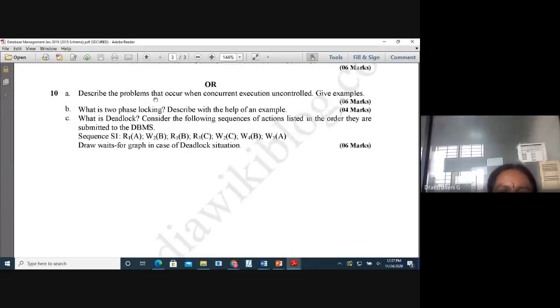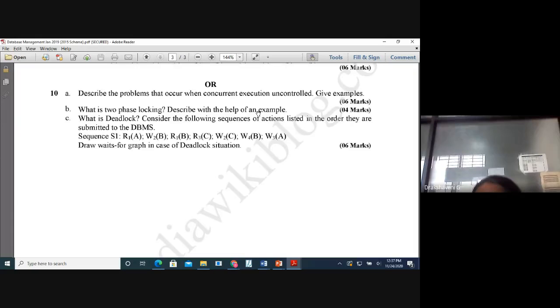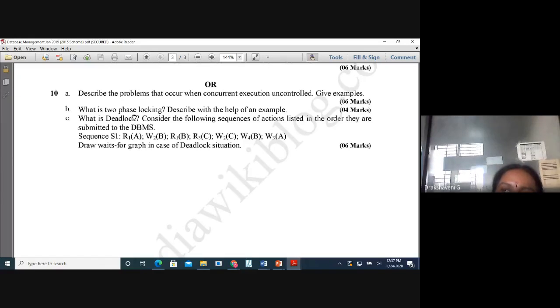Describe the problem that occurs when concurrent execution is uncontrolled. Give an example. Then just now we have seen what is 2-phase locking, that is, shrinking and growing. So that's two-phase locking, and you have to describe it with the help of an explanation. These two you have to explain: 2PL, that is strict locking protocol. Then we have what is deadlock.